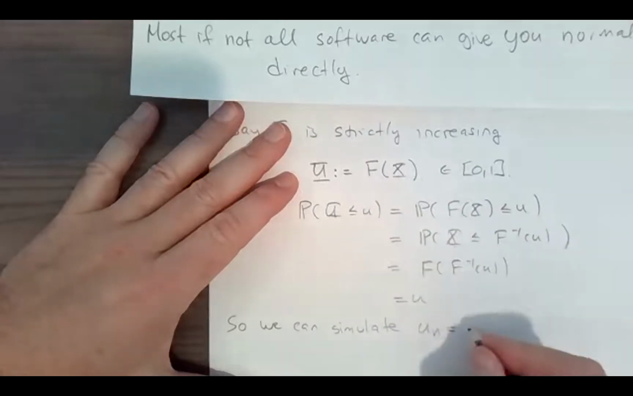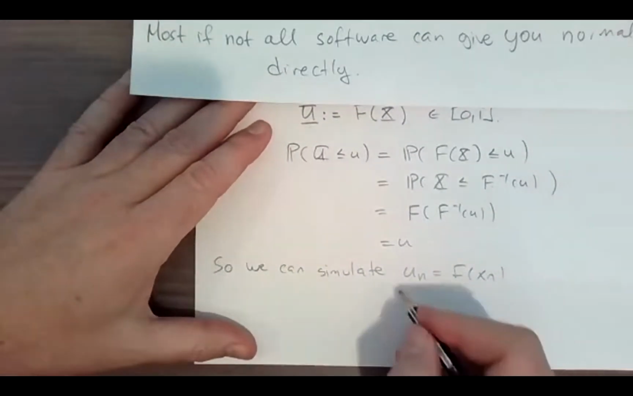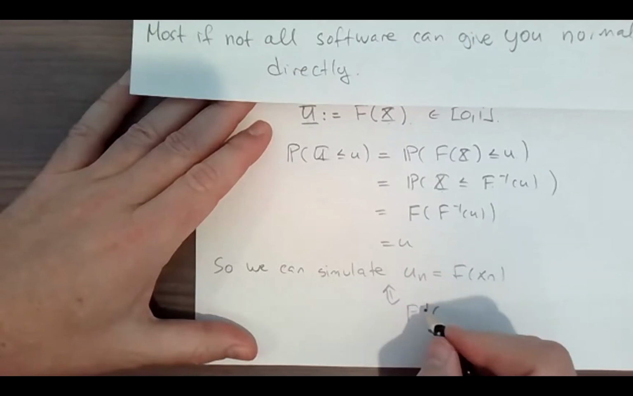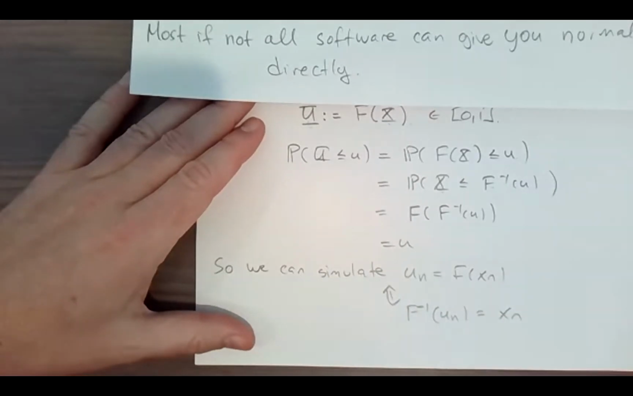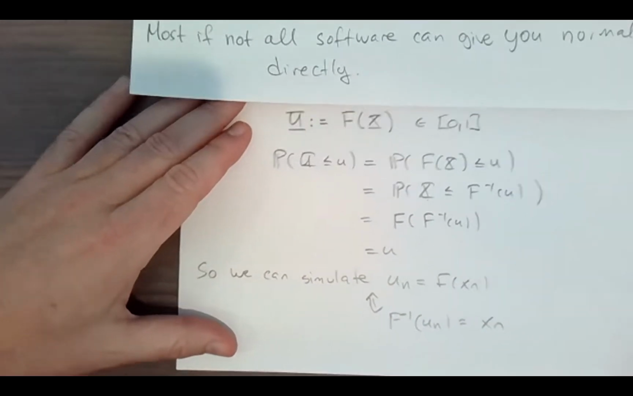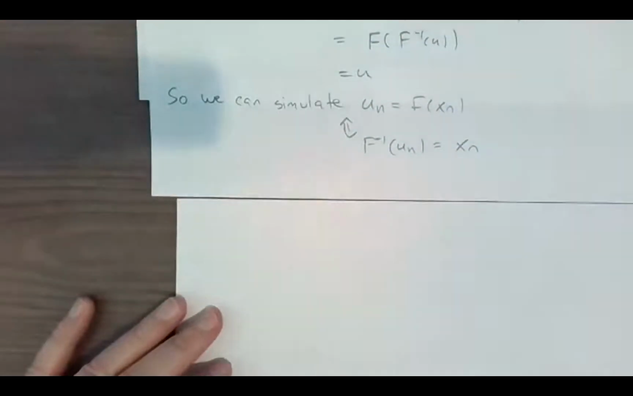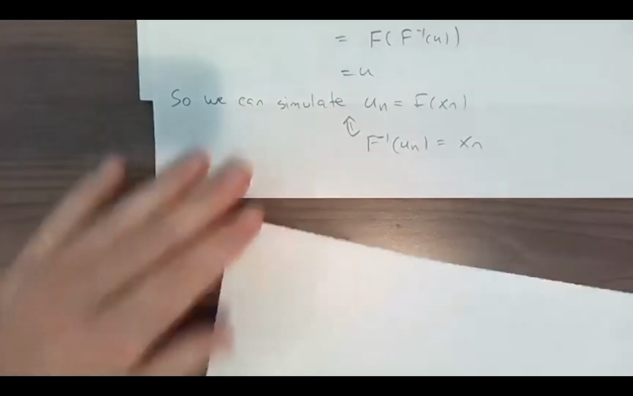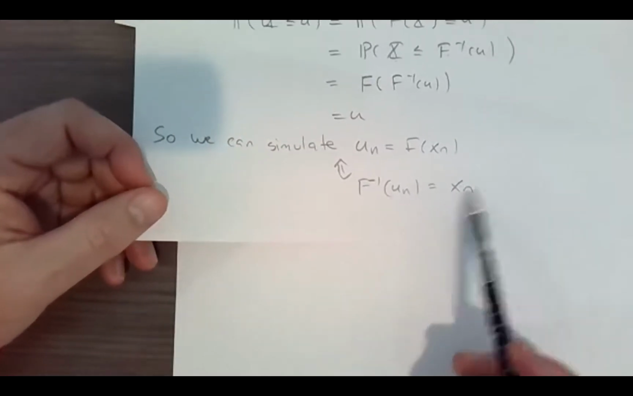So that would be F of xn's, U_n. And then you just invert. If we invert, we get F minus 1 of U_n. This would be my xn's. So if I can get my hands on the uniforms, I plug them into the inverse distribution function, and it's going to give me realizations of any distribution.